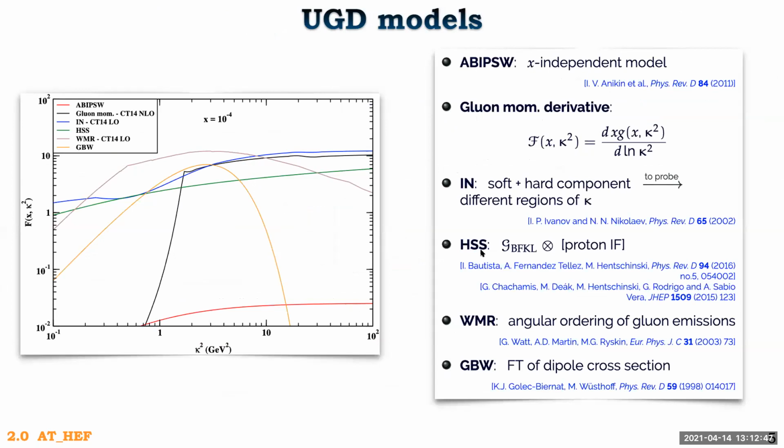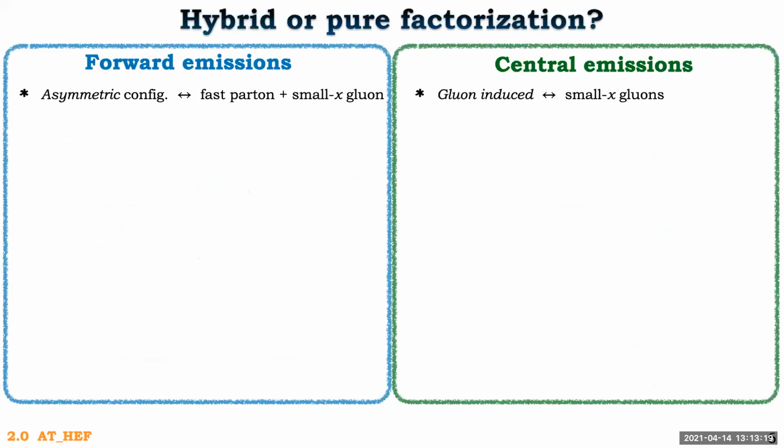Then we have the Ryskin-Shabelski-Piovera-Salas integrated gluon distribution, in which we convolve, à la BFKL, the gluon ladder with a model for the proton impact factor. Then we have the WMR, in which there is angular ordering of gluon emission, and it is based on CCFM. And then we have the GBW parameterization, which encodes saturation effects. And here we see in this plot that all these models show a distinctive and different behavior in kT. So we expect a strong sensitivity of our observables to these models.